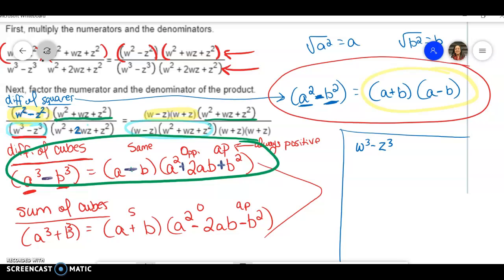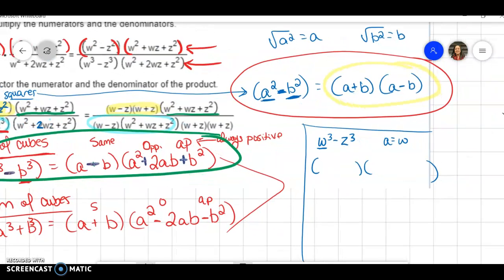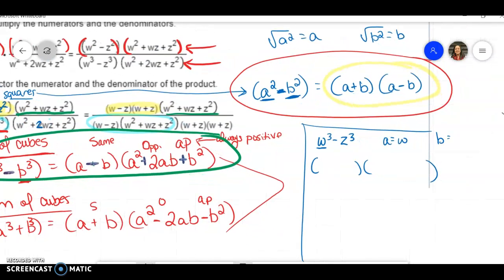So they factored the w cubed minus z cubed. That was a difference of cubes. So the cubed root of my first term, you need to figure out what your a is. Your a is always the cubed root of that first term. In this case, it's w. My b is going to be the cubed root of that second term, which in this case is z. So it's going to be a, which is w, minus my b, which is z, right? That's what I had.